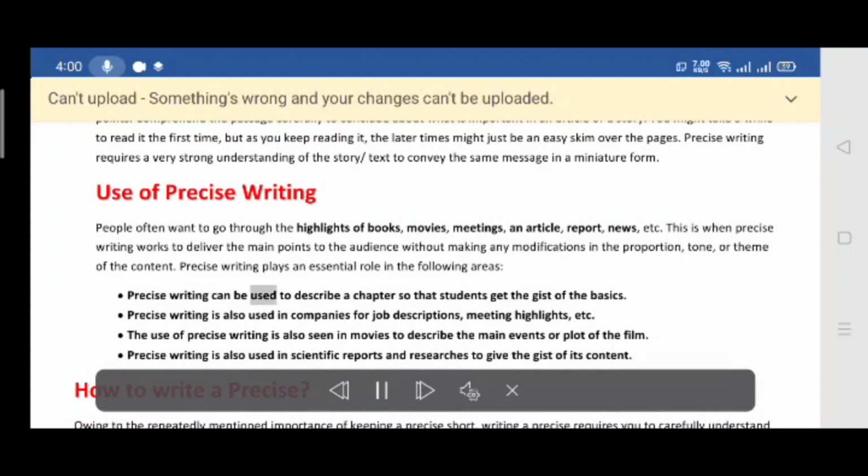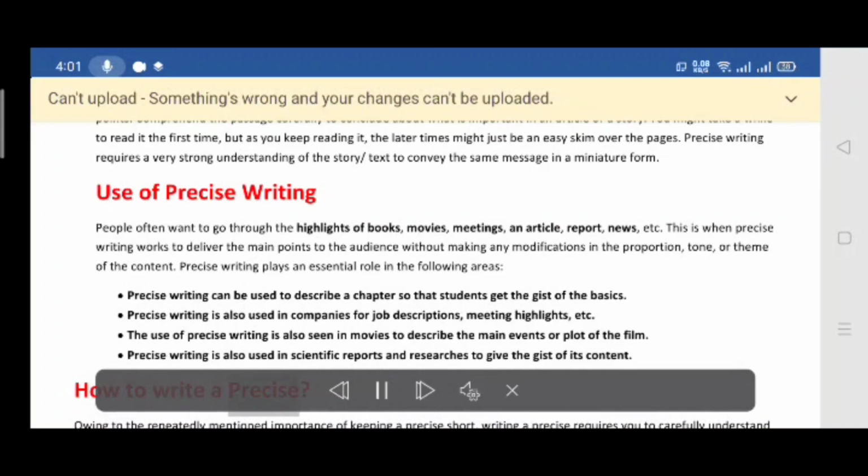Précis writing can be used to describe a chapter so that students get the gist of the basics. Précis writing is also used in companies for job descriptions, meeting highlights, etc. The use of précis writing is also seen in movies to describe the main events or plot of the film. Précis writing is also used in scientific reports and researches to give the gist of its content.